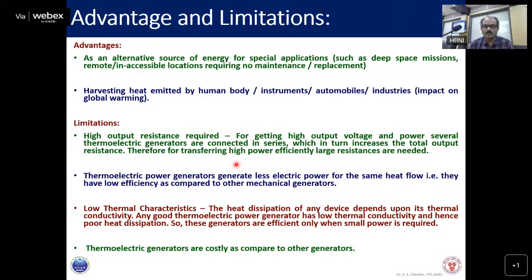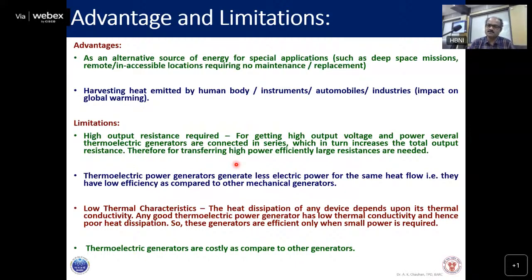One is that high output resistance is required, because these are normally high current and low voltage devices. So for getting high output voltage and power, several thermoelectric generators are connected in series, which in turn increases the total output resistance. As you go on increasing the number of devices, the output resistance is bound to increase.